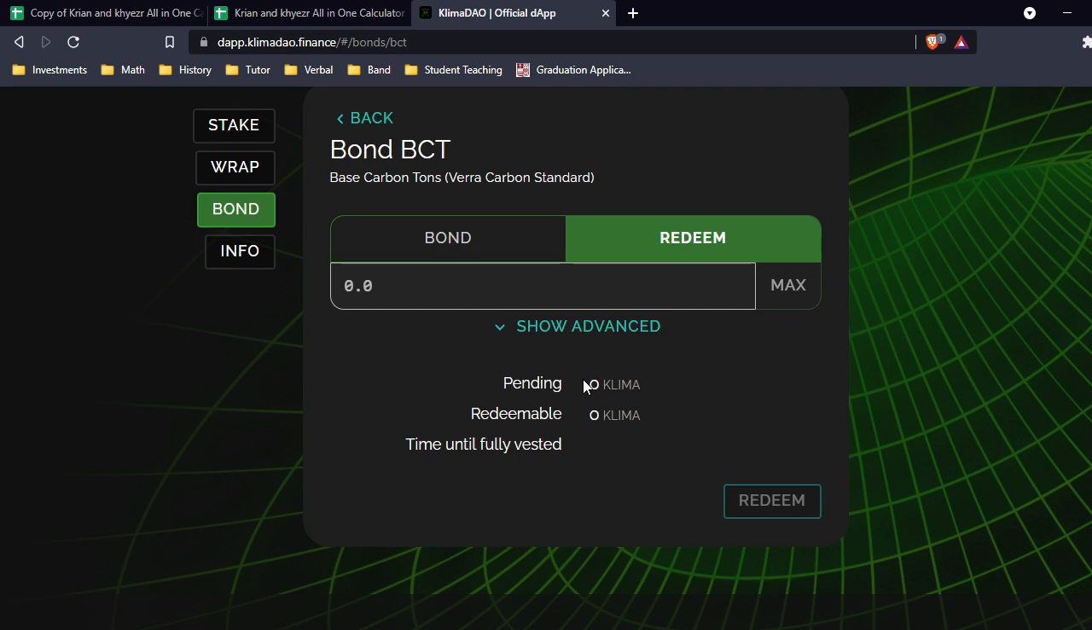Suck that Klima. Suck that carbon. Don't suck that Klima. It's not even Klima. Suck that carbon. Let's go Klima. All day long, baby. Business Pepe forever.